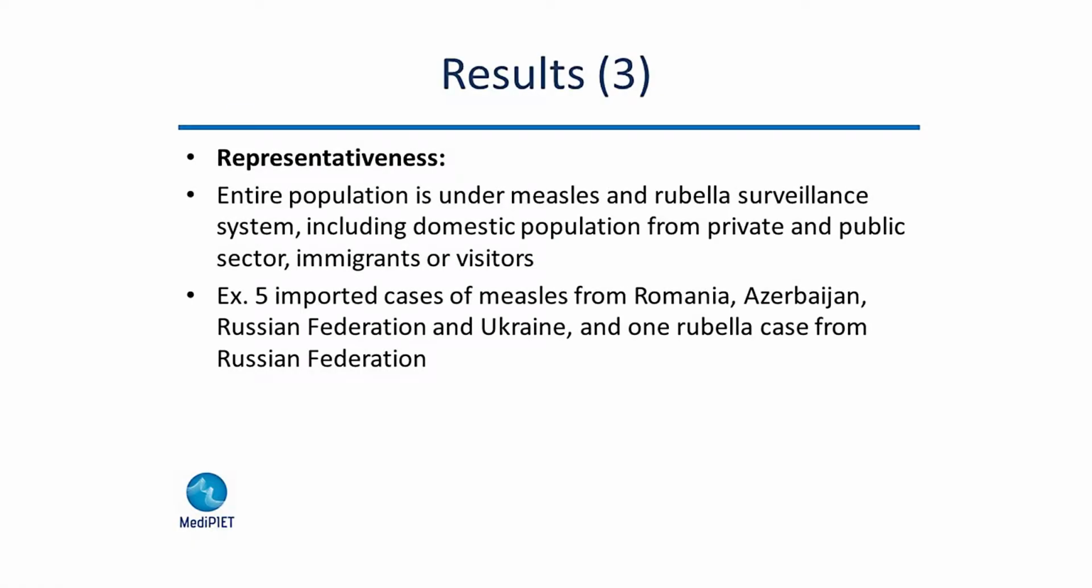but this is a good indicator for the system, taking into account that this is a measles and rubella system whose main objective is to eliminate these diseases. Representativeness takes into account that the entire population is under the measles and rubella surveillance system, including domestic and foreign cases. For example, all the imported cases, from our neighboring countries, were caught by the system.